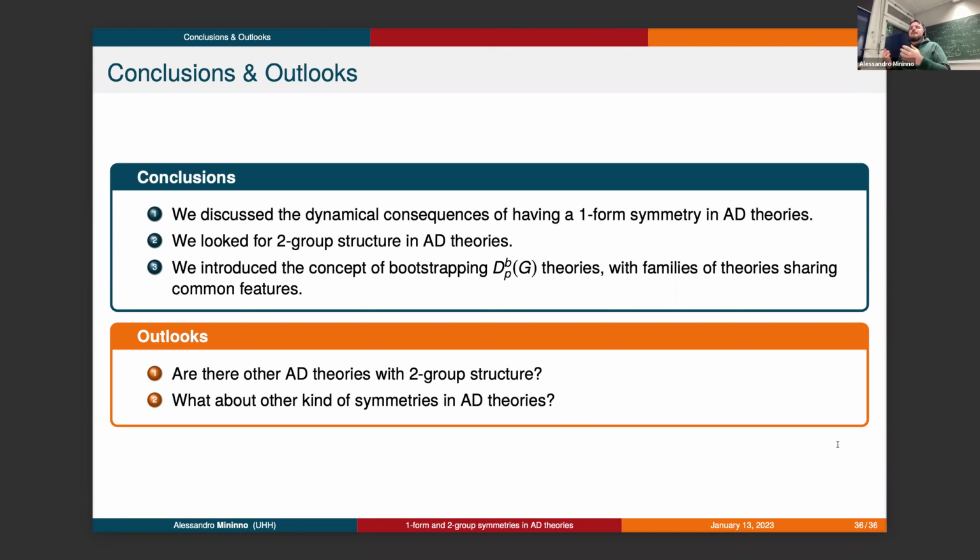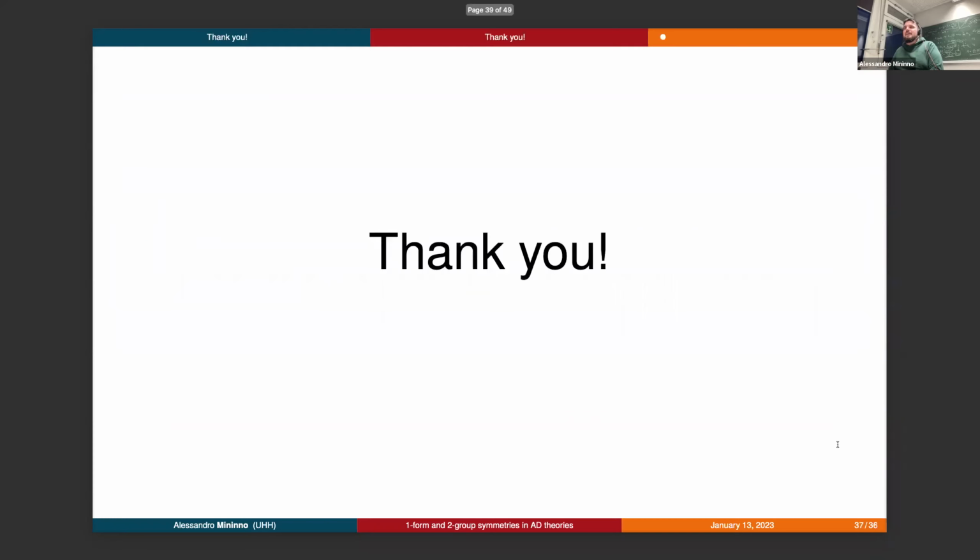Of course, one can come up with questions like what are the other Argyres-Douglas theories that could have two-group structure, or if there are other kinds of two-group structure. If it's not DPG, what else can you have? Or maybe we can look at other kinds of symmetries and see if the Argyres-Douglas theories enjoy also other kinds of symmetry, not only one-form, two-group, or other objects, and that would be nice to study in the future. But for the moment, I think that I will stop here, and I thank you all.